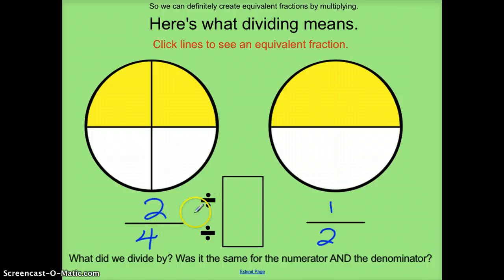So I divided. Okay? Now let's see what divisor we have. 2 divided by blank equals 1. I think that's 2. And 4 divided by 2 equals 2. My divisors are the same. My numerators are still the same size. My wholes are the same size. So starting at 2/4, I can still find that 1/2 is equivalent.